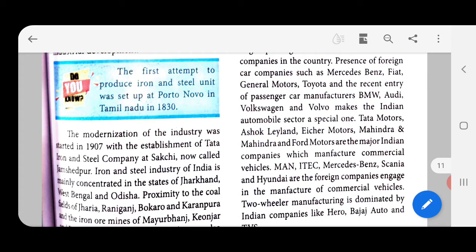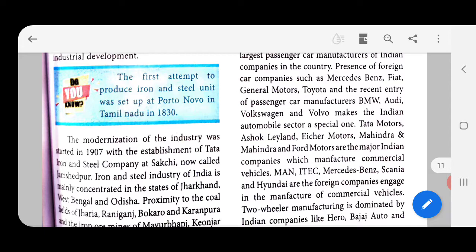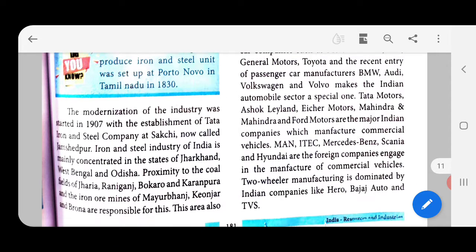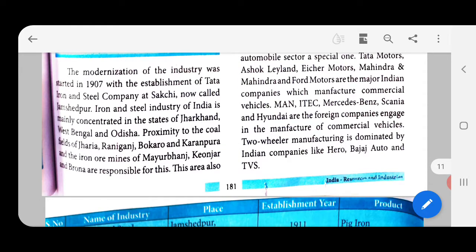Tata Motors, Ashok Leyland, Eicher Motors, Mahindra and Mahindra, Ford Motors are the major Indian companies which manufacture commercial vehicles, that is vans, buses, all these are called commercial vehicles. So, the trucks and all that come under that. MAN, Volvo Eicher, Mercedes Benz, Scania and Hyundai are the foreign companies engaged in the manufacture of commercial vehicles.